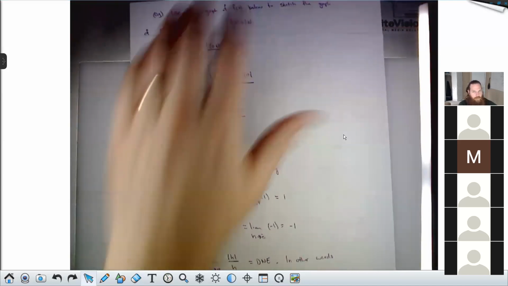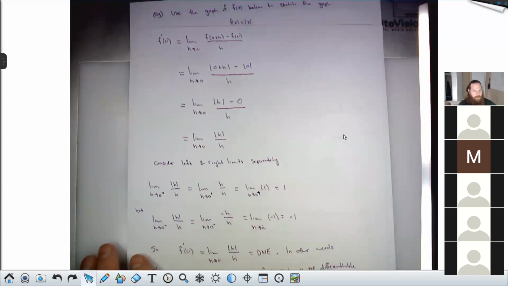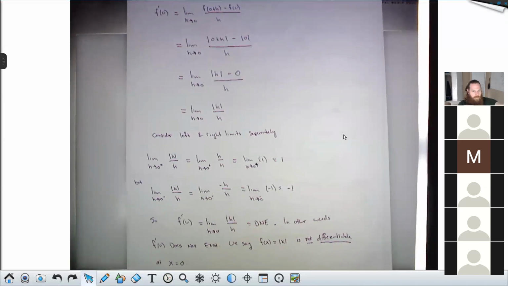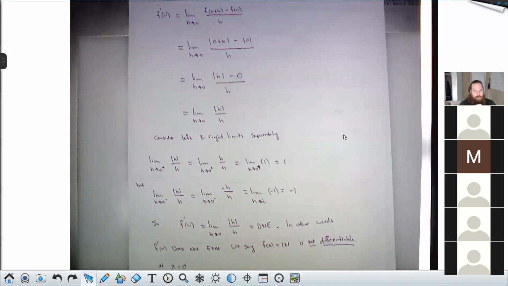So our function here again was absolute value of x. And this is the result for f of x equals absolute value of x. At 0, that limit does not exist, because the left and right limits are different. Questions on this? Robert?